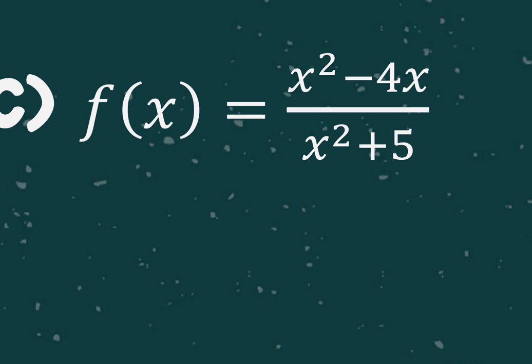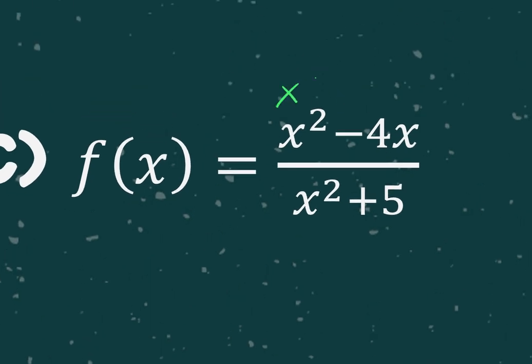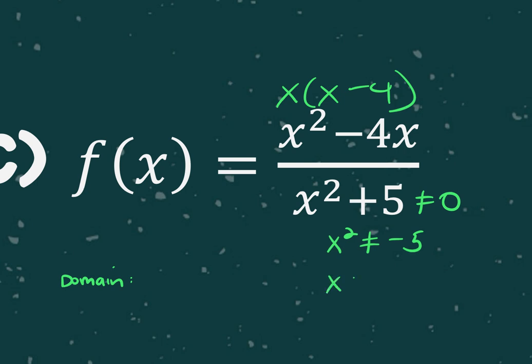Again, see if you can factor. In the numerator, I can take out an x because I'm going to have to do it eventually anyways. Can I factor the bottom? No. So I say domain. First, set my denominator not equal to 0. I get x squared cannot equal -5. And I get x cannot equal plus and minus the square root of -5.